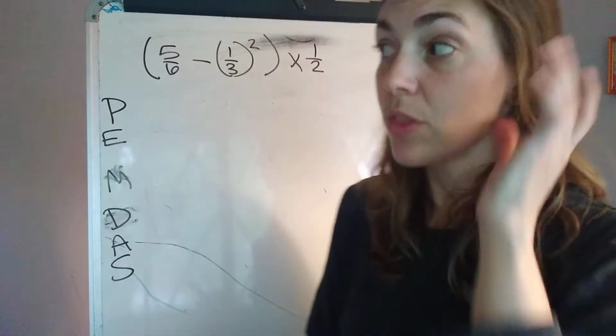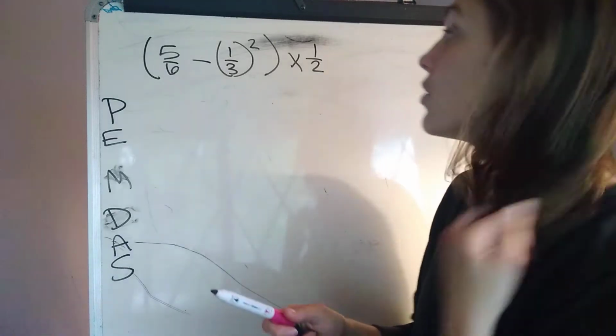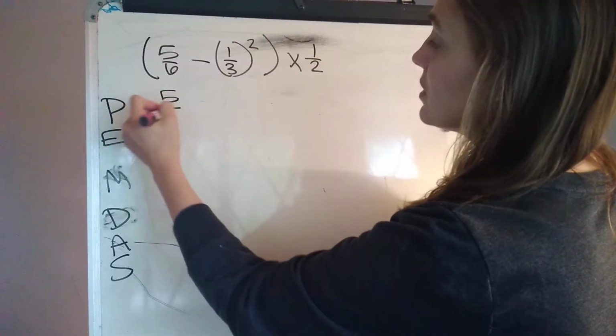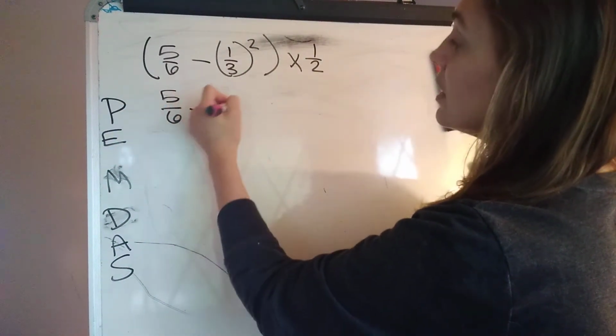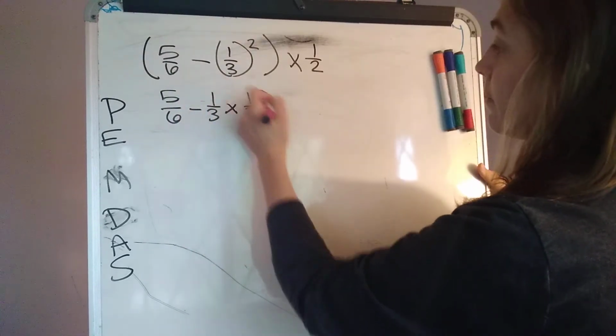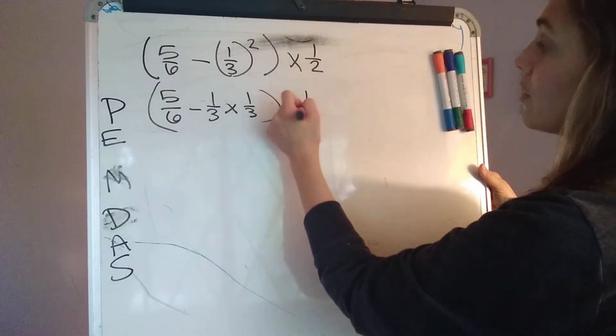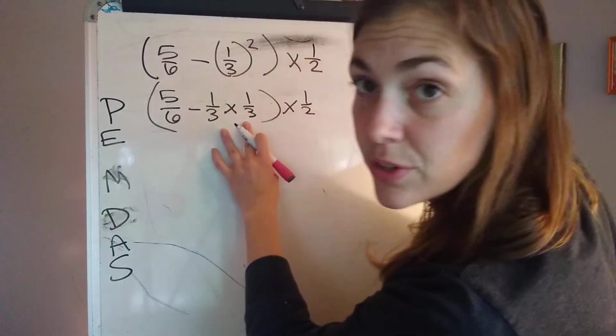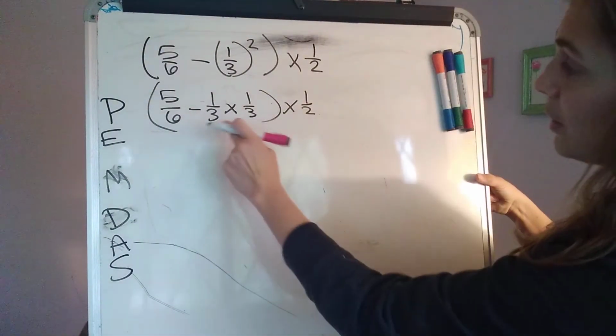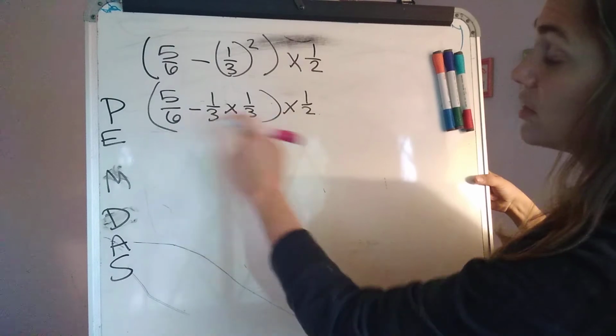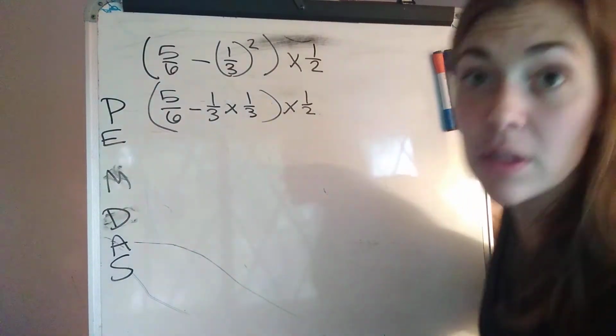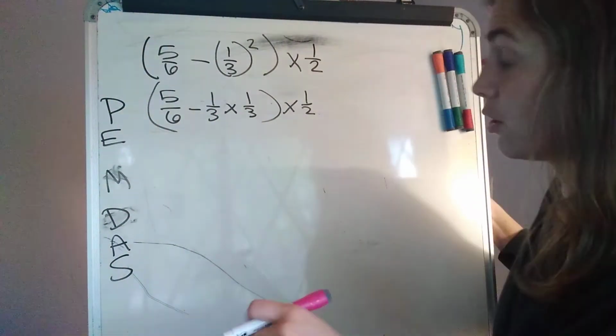When we square this, it doesn't mean multiply by 2. It means we take 1/3 times 1/3. So I now have 5/6 minus 1/3 times 1/3 times 1/2. The reason this needs to be in parentheses: if I took this out of the parentheses, it means that I have to multiply this by this, and then subtract it from this. And that would give us a completely different answer than what we'll get in a little bit.